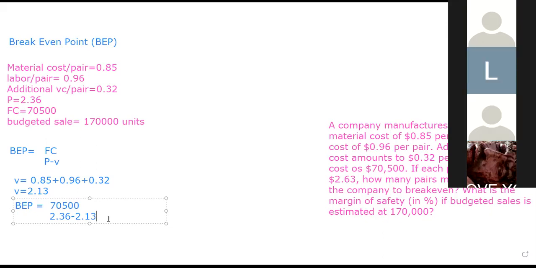Sir, please, I didn't get where the 2.13 came from. The 2.13, we are adding the material cost. Anytime you see per pair, it's the variable cost. So material cost per pair, variable. Labor cost per pair, variable. Additional variable cost per pair, variable. So add all these three. You can see that written: V is equal to 0.85 plus 0.96 plus 0.32. So if you add, what do you get?